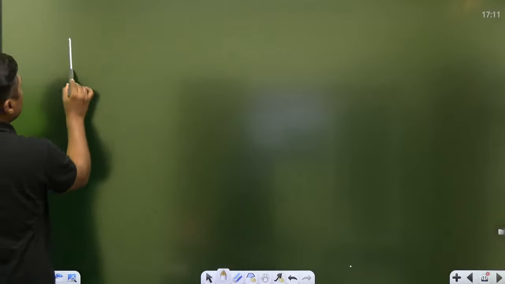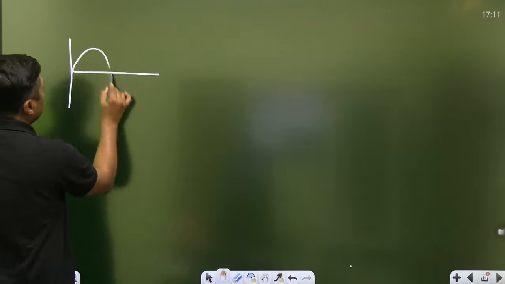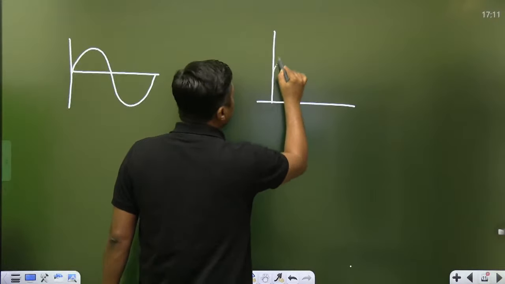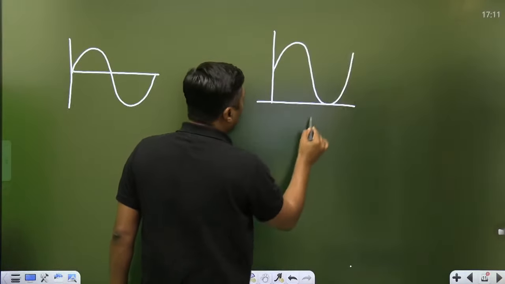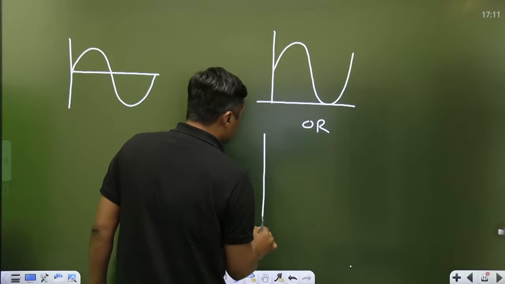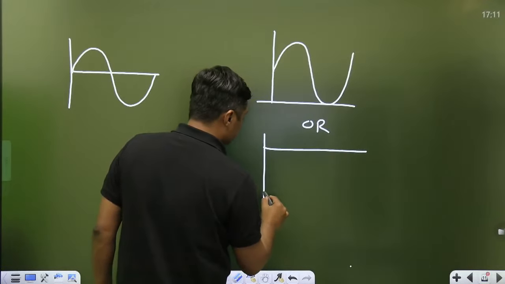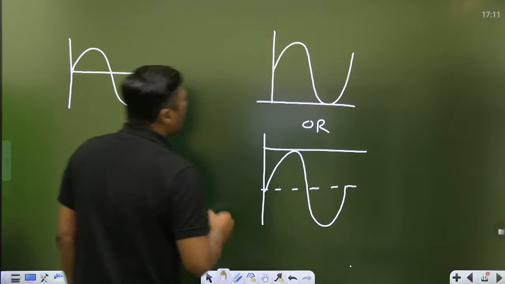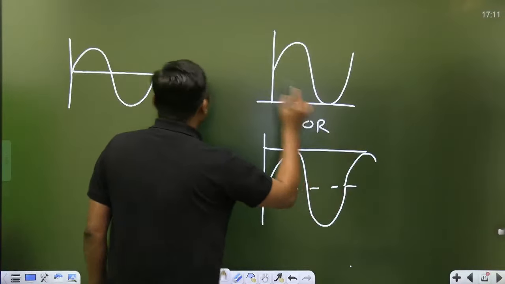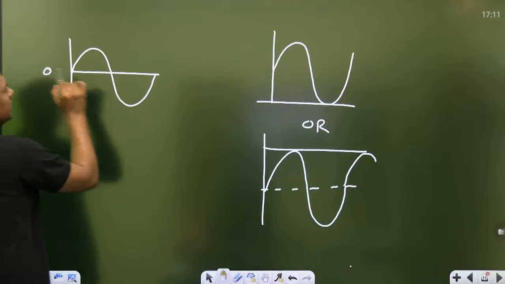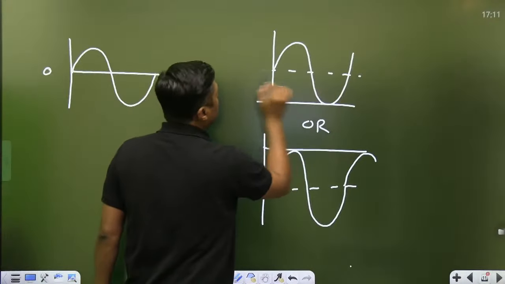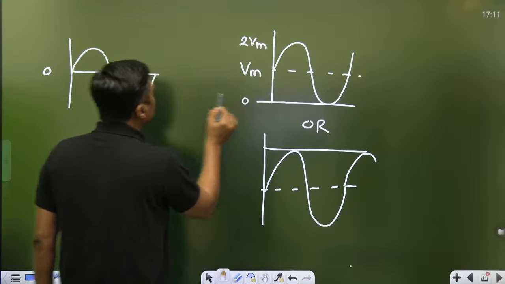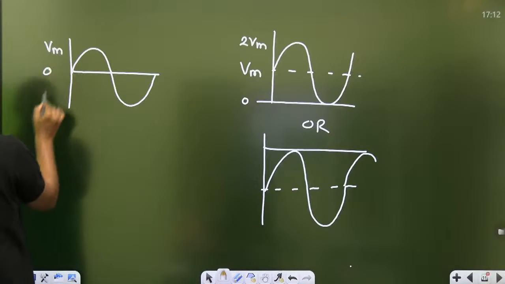If this is the input to a clamper circuit, then what will be the output? That is the output and this is the output. We are getting 2 types of output here. In this case, the average level is 0. In this case, the average level will become Vm. This is 2 Vm. This is 0. This is Vm. This is minus Vm.